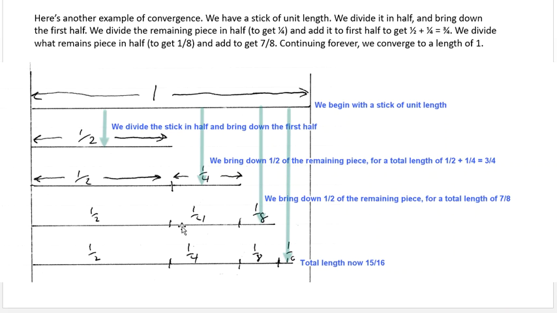Now we have 1/2 plus 1/4 plus 1/8. We cut the remaining piece in half, and we bring that down. Now we have this. You'll notice that the total length is going from 1/2 to 3/4 to 7/8 to 15/16. And it's easy to believe that this total length is getting closer and closer to 1.